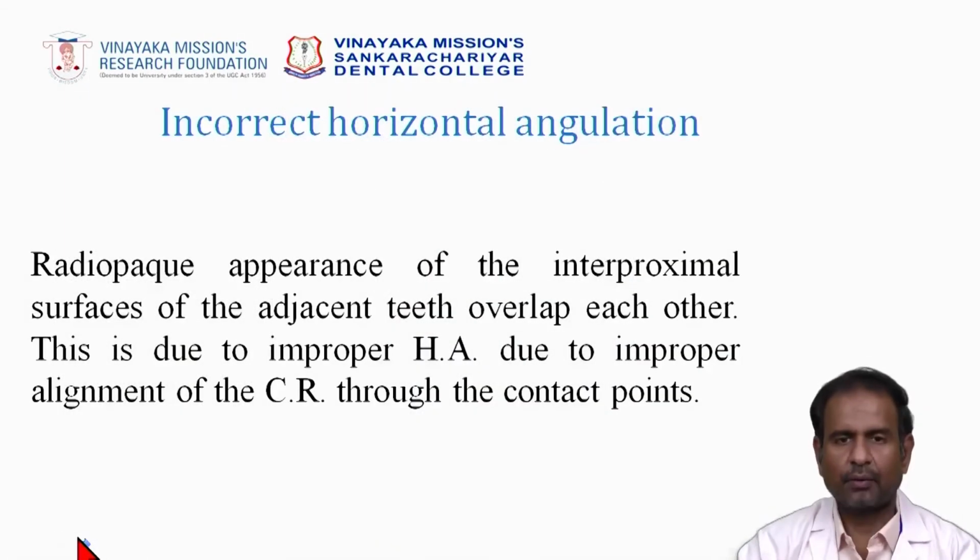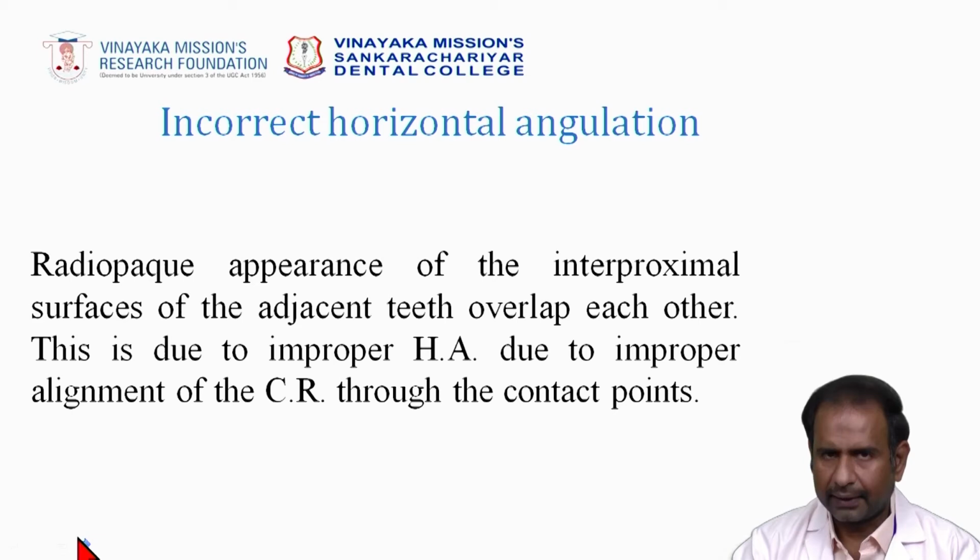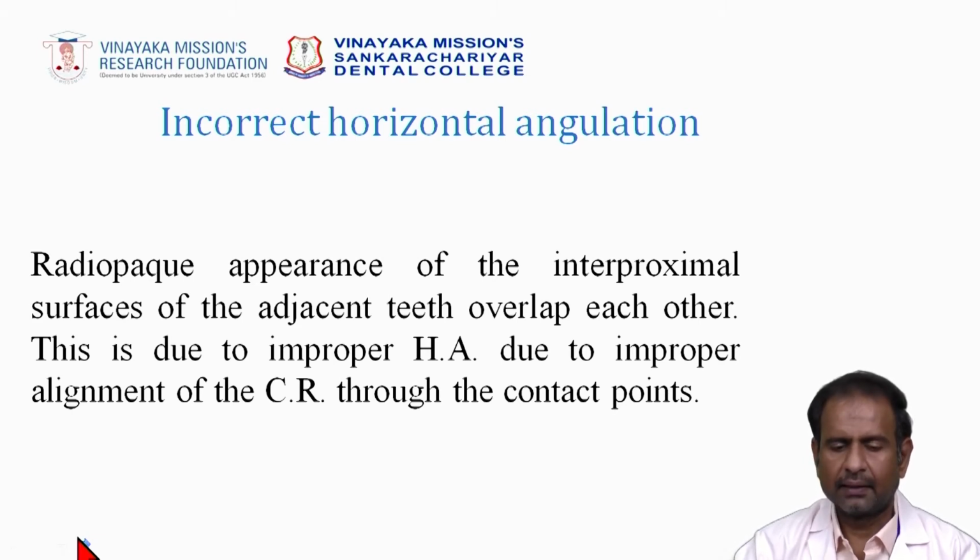Then there is one more angulation, called horizontal angulation. Incorrect horizontal angulation also produces some kind of errors. What are the errors? A wedge-shaped radio-opaque area is seen between the teeth. It is because of incorrect horizontal angulation. So how do we correct this error?